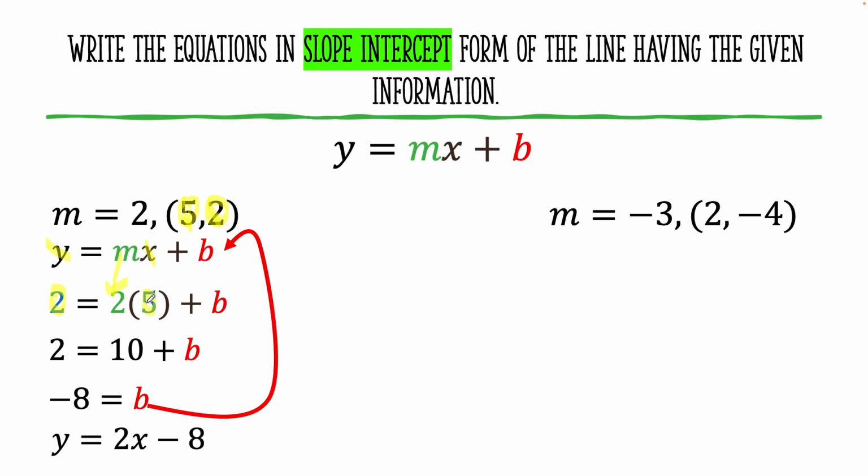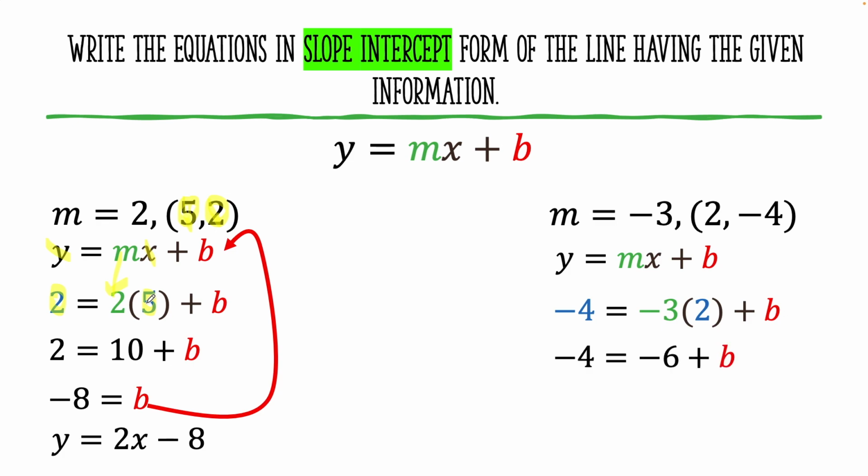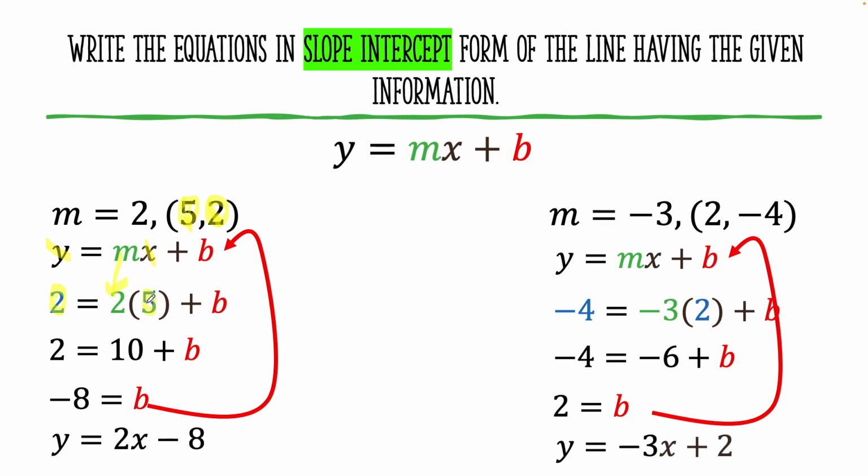We know slope-intercept form is y equals mx plus b. We're going to plug in the -3 for m, the 2 for x, and the -4 for y. We can use that information to solve for b. So -3 times 2, that's -6. We're going to add 6 to both sides, and we get that b is 2. Now we have enough information to plug that back in, and slope-intercept form is y equals -3x plus 2.